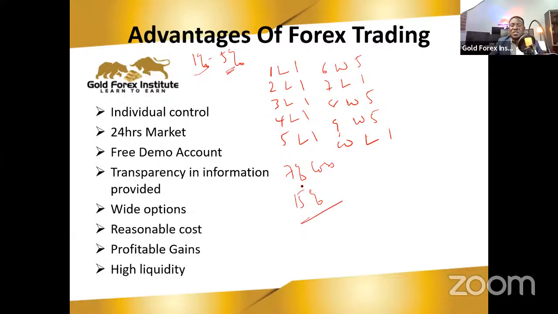So 15 minus 7 is what? 8% profitable. That means that you made 3 trades in profit and you lost 7, yet you are profitable 8%. So for me, and you see, this will not work for everyone. There are some people who don't have the patience to wait.